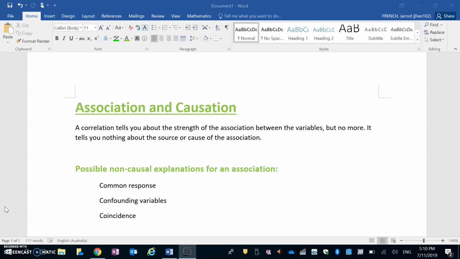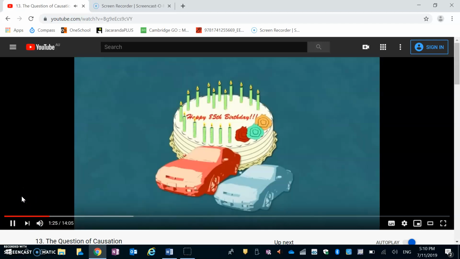Okay, so I'm just going to start with a quick video that demonstrates this concept. What we call them lurking variables.